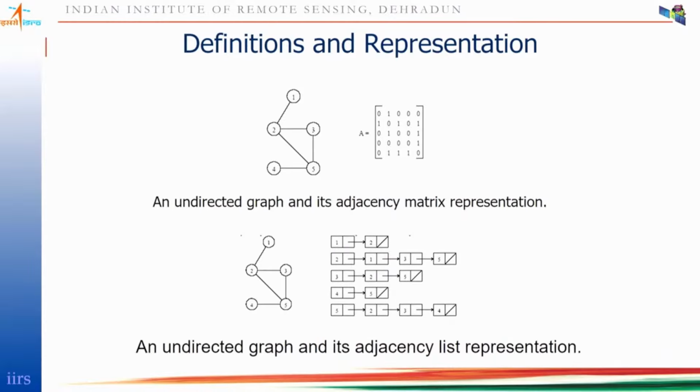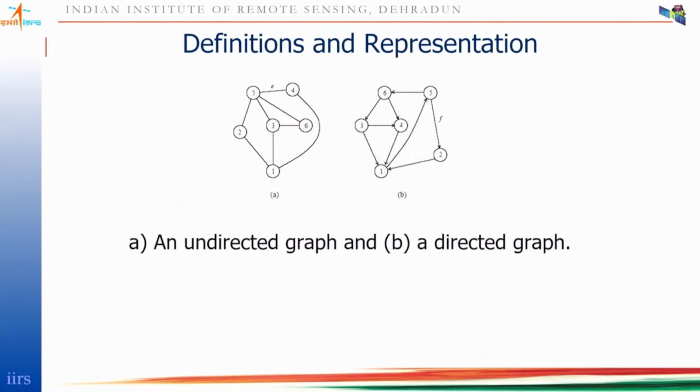Then there are also other representations like linked lists and so on, where for the directions you can just provide two edges.